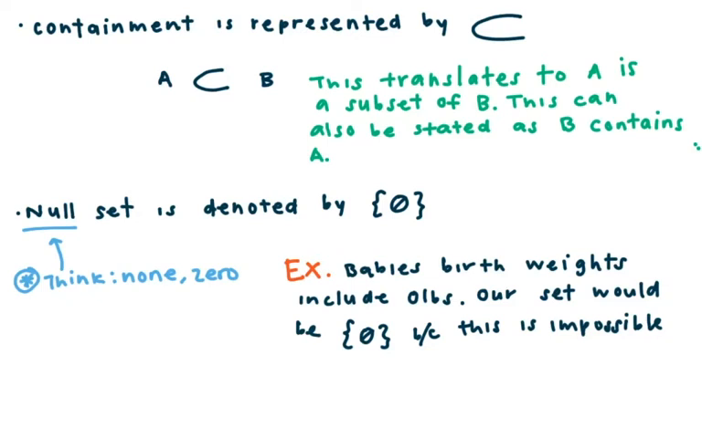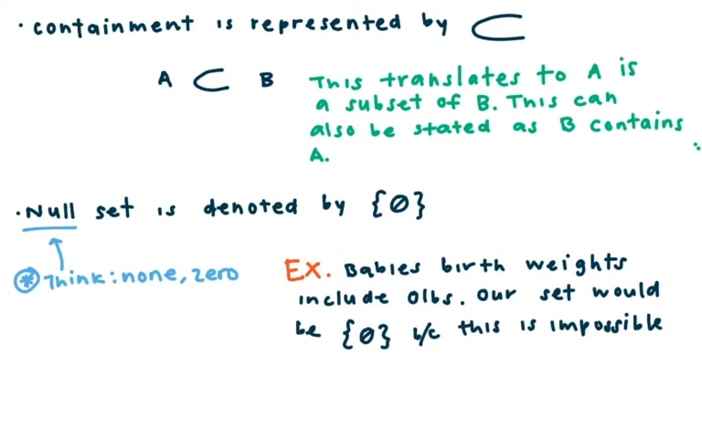Next, we're looking at null sets. So a null set is denoted by curly brackets, and then we put a little 0 with a line through it. Basically, null set, you can just put 0 with the line. You don't need the brackets, but it's kind of nice to put them. And whenever you see the word null, just think none or 0.